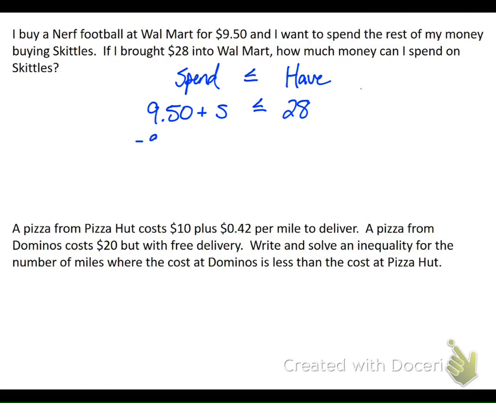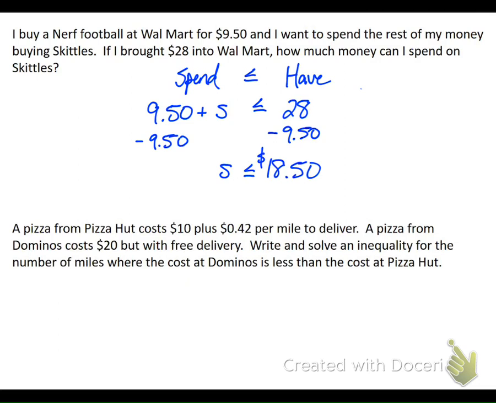So I can subtract that $9.50 over to the other side. And get that my Skittles, 28 minus $9.50, gives me 18.50. So I can spend $18.50 on Skittles. I can spend less than or equal to $18.50 on Skittles. And then the last one is the only one that's different.